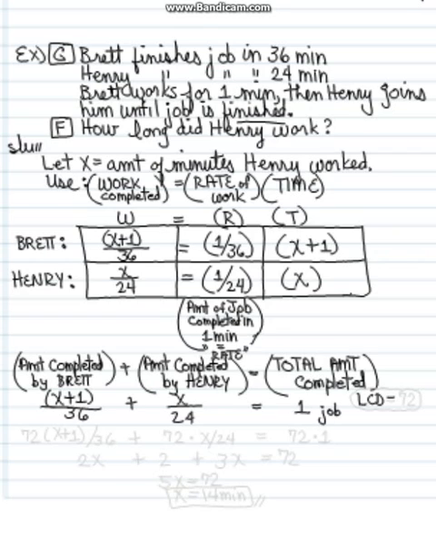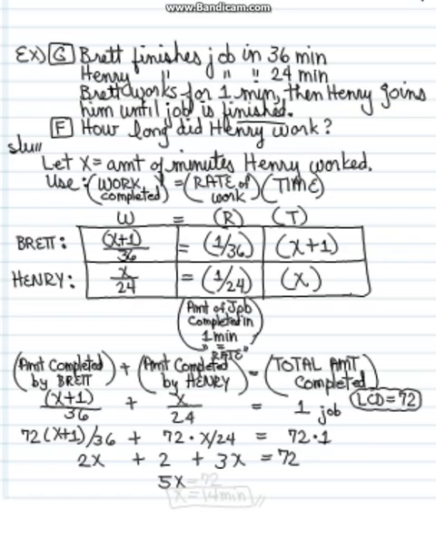This common denominator is 72, so multiply both sides by 72. We get 72 times (X plus 1)/36 plus 72 times X over 24 equals 72 times 1. Simplify that, we get 2X plus 2 plus 3X is equal to 72. We got rid of the parentheses. And that's 5X equals 72, so X equals 14 minutes. So this dude, Brett, was working. I'm sorry, Henry. Henry worked for 14 minutes.